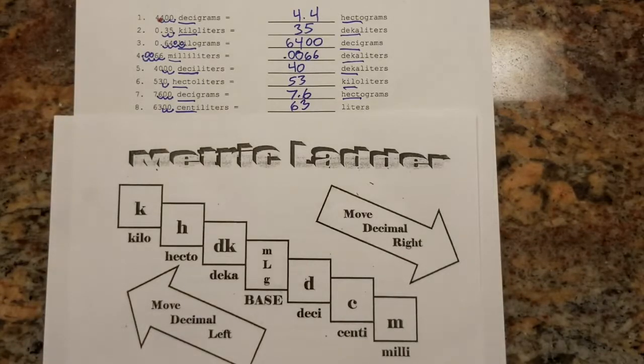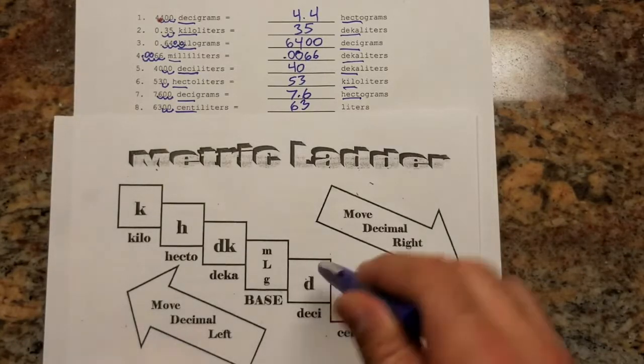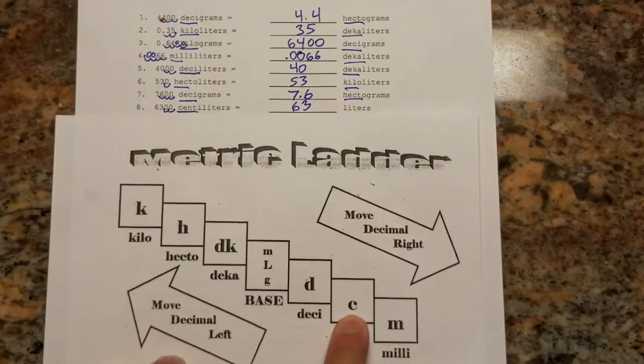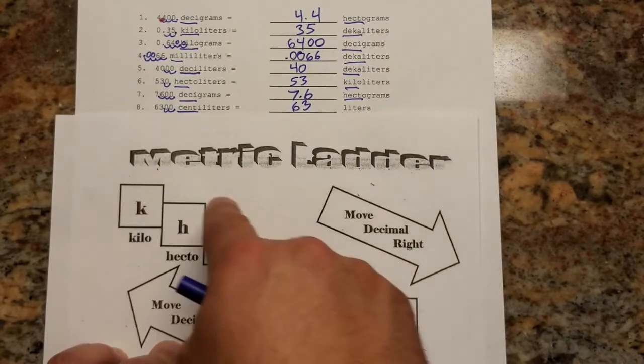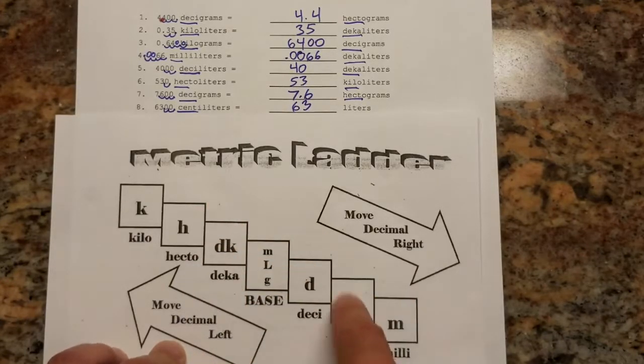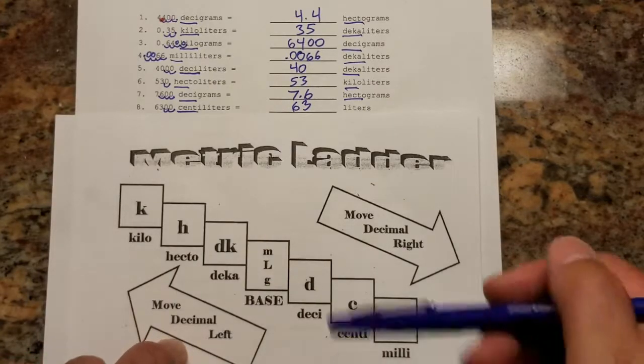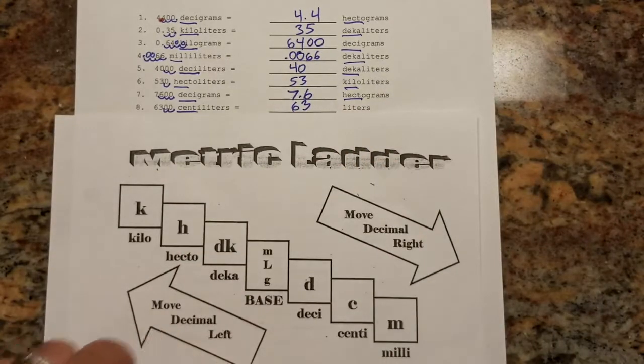As long as you can use your metric ladder, put your finger on whatever unit or whatever prefix you're starting with, and then see which direction you need to go and how many spaces to get to your ending point, and then that's how far and which direction you move the decimal point.